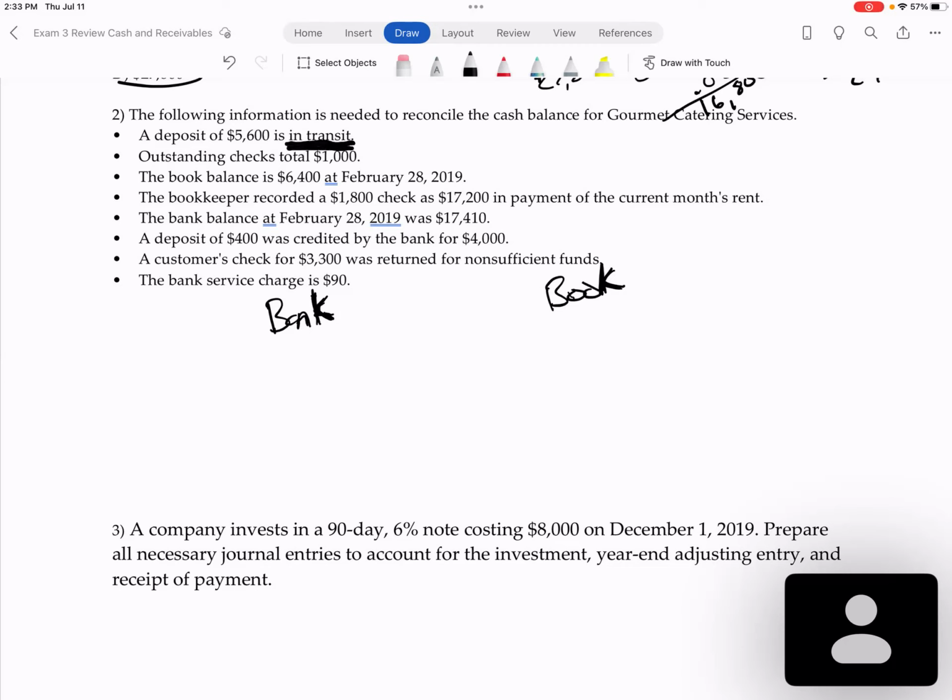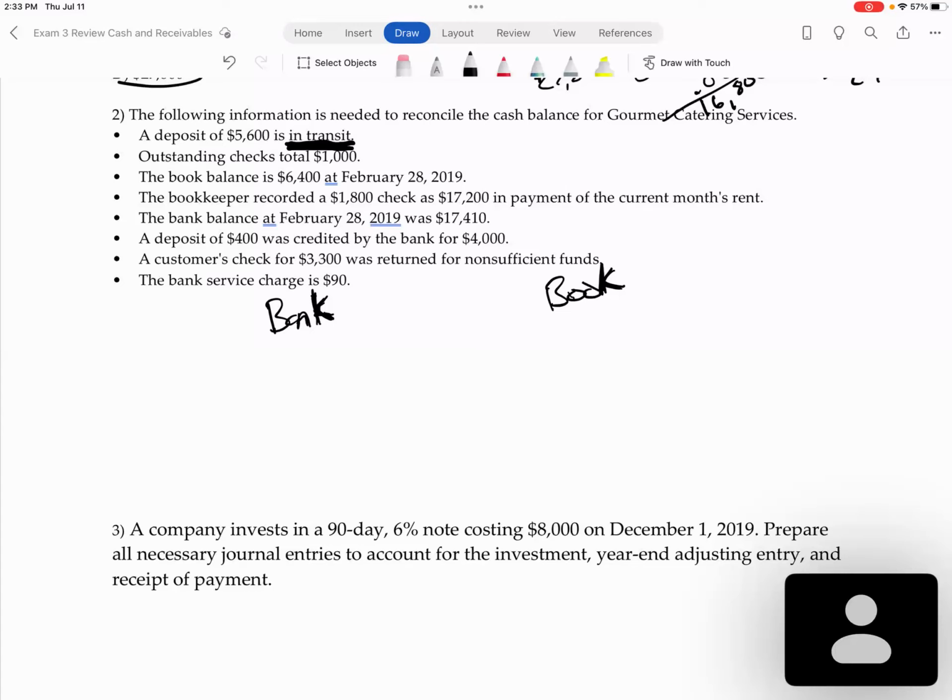And typically what that means is maybe we stop by the bank after hours and deposited the money in an after hour drop box or something else, like for whatever reason the deposit just hasn't gone through yet. So because the bank doesn't know about it, we need to make the change to the bank.